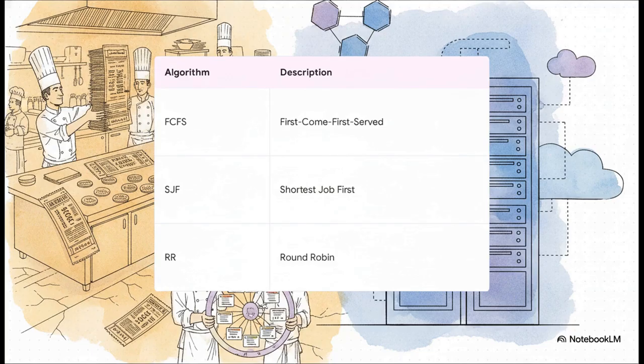This optimizes throughput by clearing quick tasks immediately, but it can actually starve longer tasks, leaving them waiting forever. Finally, round robin ensures responsiveness through time slicing. It cycles through tasks to keep everything moving, but it adds context switching overhead. Ultimately, designing a robust architecture is all about choosing the exact right trade-off for the right workload.